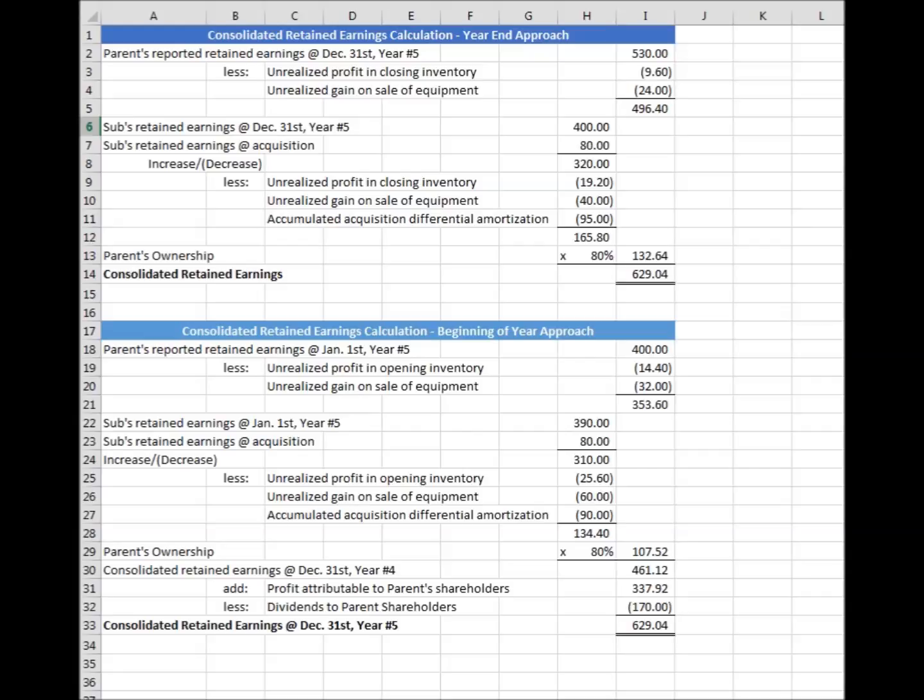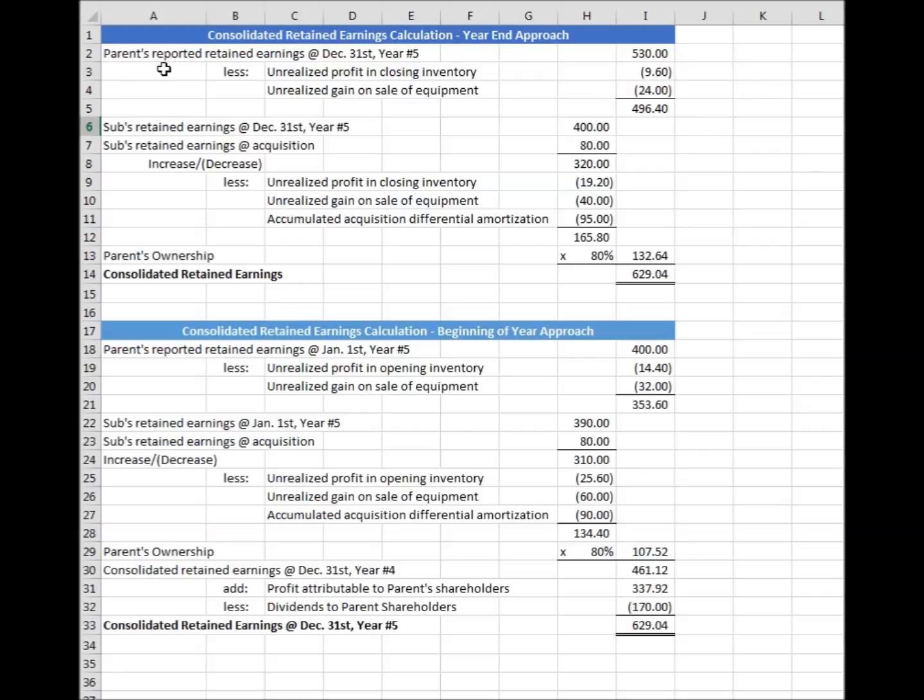I wouldn't try to fit this in before finishing the test. Once again, it's basically the same calculation as here, just a little bit different, and it'll only work if you have specific pieces of information. We're going to start off by going over the year-end approach first.